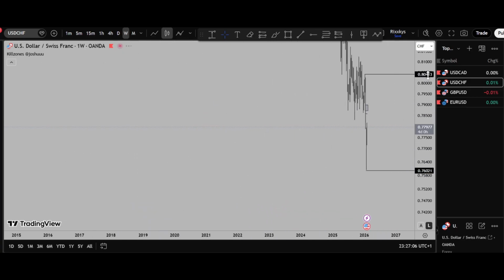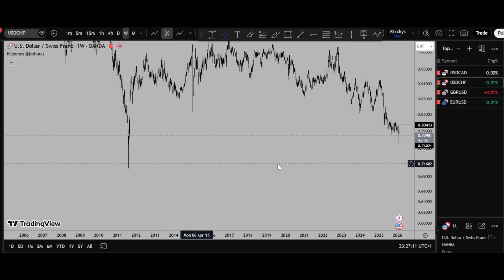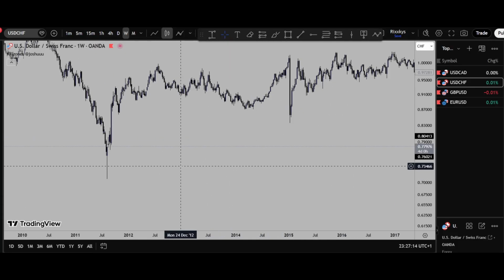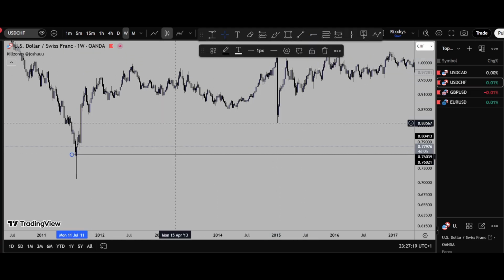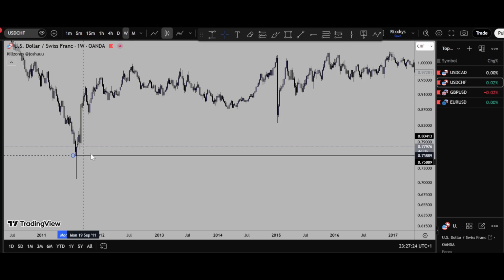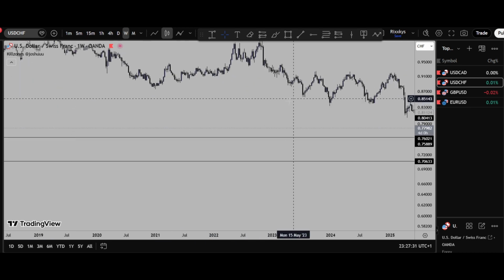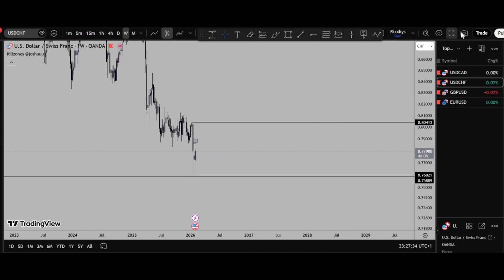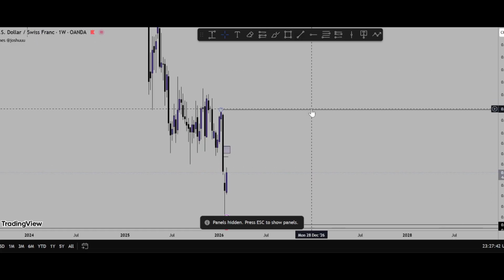I also tried to see if I could find any possible area of support. Very hard to find here, so it still looks very bearish. I don't really see a valid or strong enough reason for this market to reverse from this current trend right now. So this is what I'm saying here now. Weekly bearish.